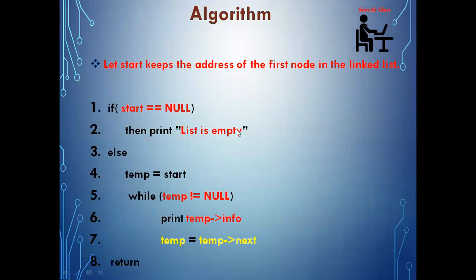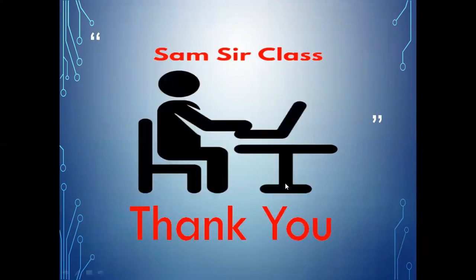Whatever we have implemented, you can see the algorithm: if start is null, the list is empty. Otherwise, give the value of start to temp. Now, while temp is not equal to null, just print the info and go to the next node. And the reverse order, you have to implement by yourself so that you can realize the difference between a single linked list and a double linked list.